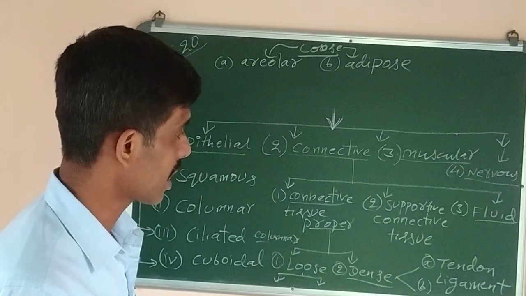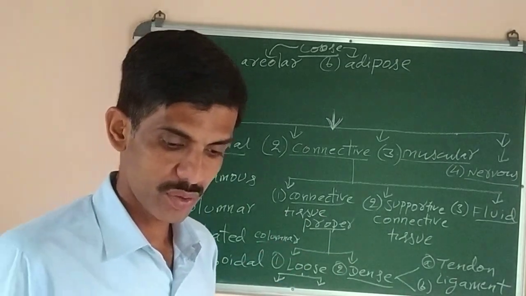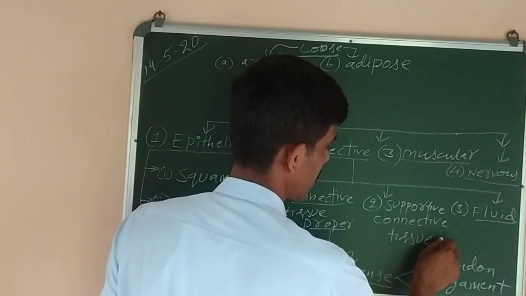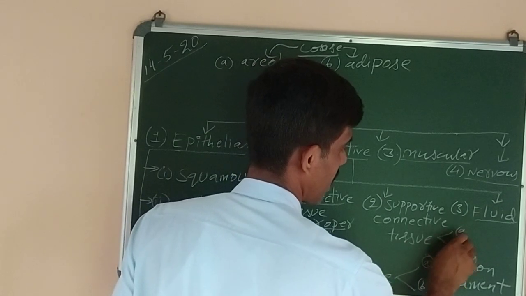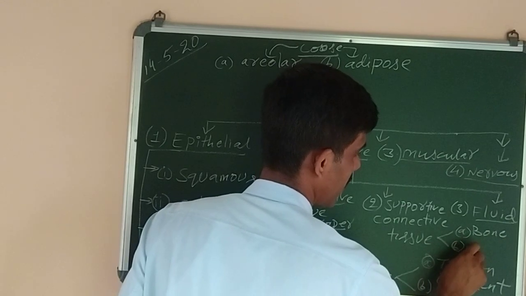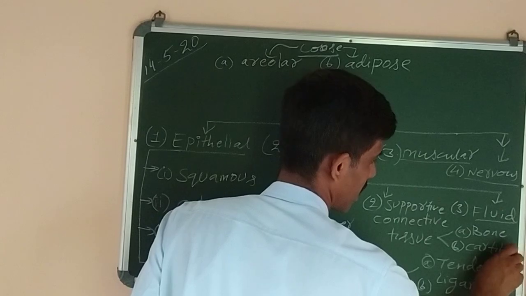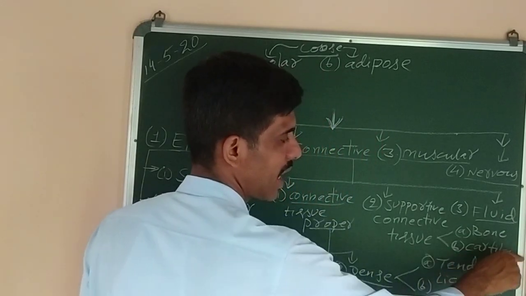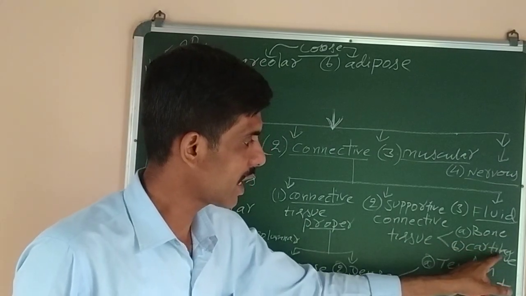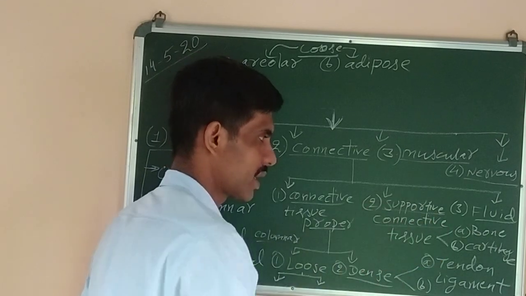Then comes supportive connective tissue. We cannot write here. Supportive connective tissue is made up of two types further, so we can write here only. Number A, bone, the one which provides support to the body, and number B, cartilage. Bone, B-O-N-E, and cartilage, C-A-R-T-I-L-A-G-E. Bone and cartilage are the two types of supportive connective tissue.